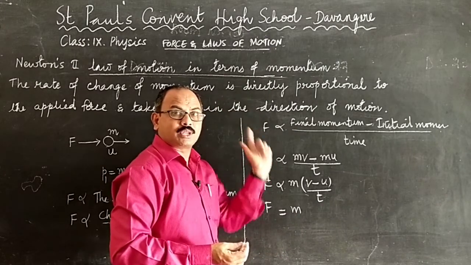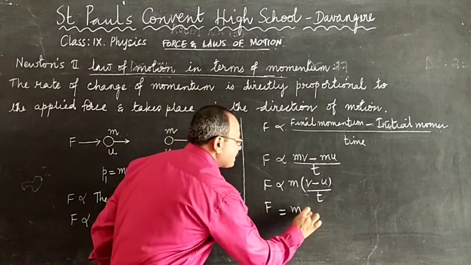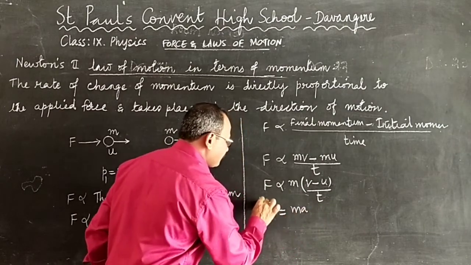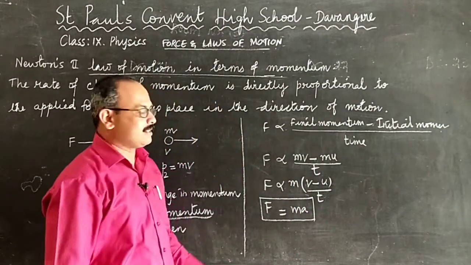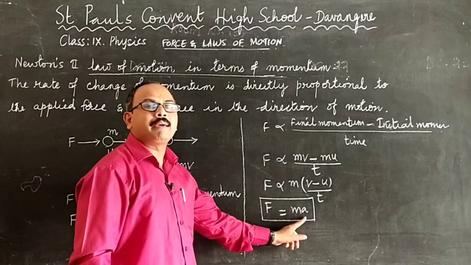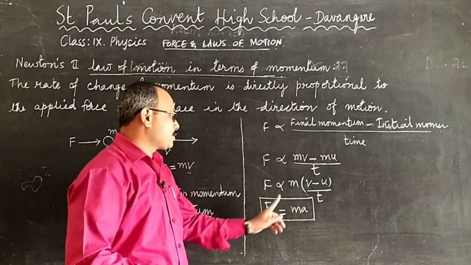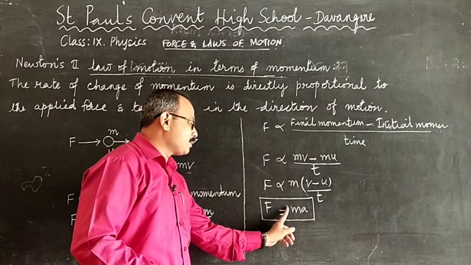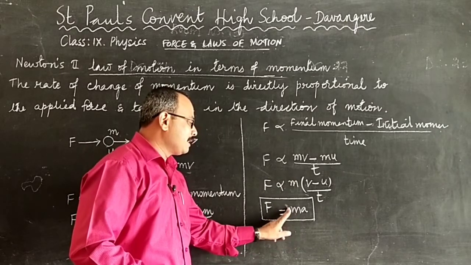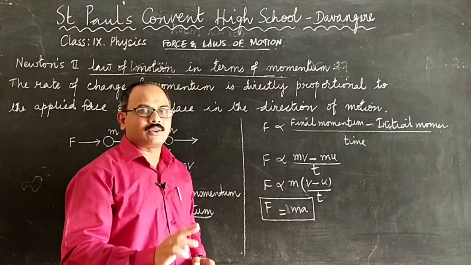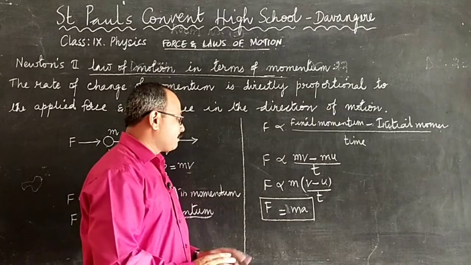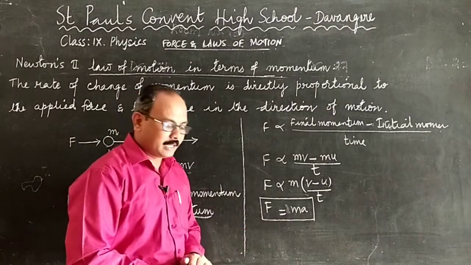From that substitution we have to take v minus u by t is equal to a. This is how we get F is equal to m into a. Proportionality sign is taken, is equal to k into m into a, where k is nothing but a constant. We have seen in the second law, k is a constant equal to 1. Therefore, F is equal to m into a.